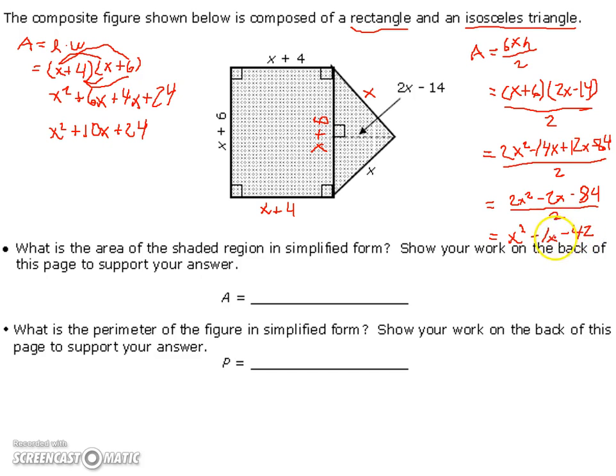Alright, so now we found something that represents the area of our triangle. Our final step is to combine that with our rectangle here. So I'm going to do that down here in this space. So we got x squared plus 10x plus 24. And we're supposed to be combining that with x squared minus x minus 42.